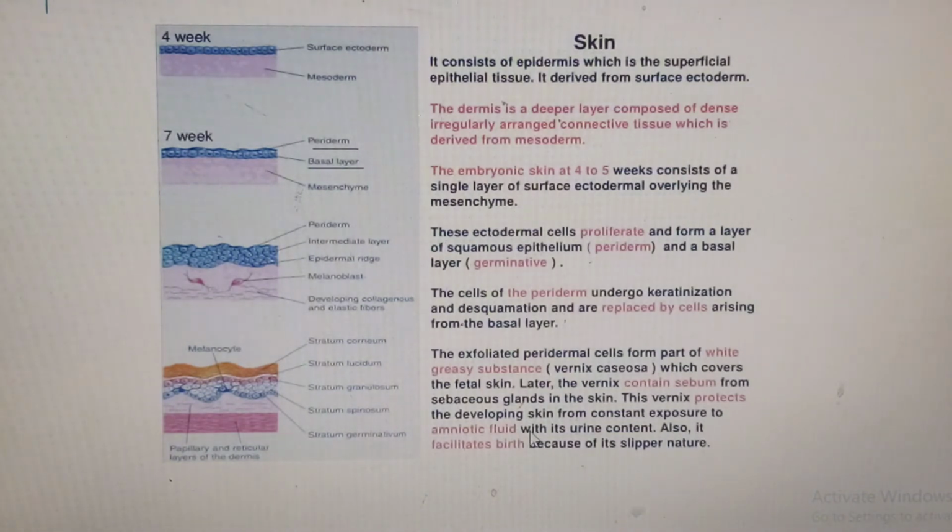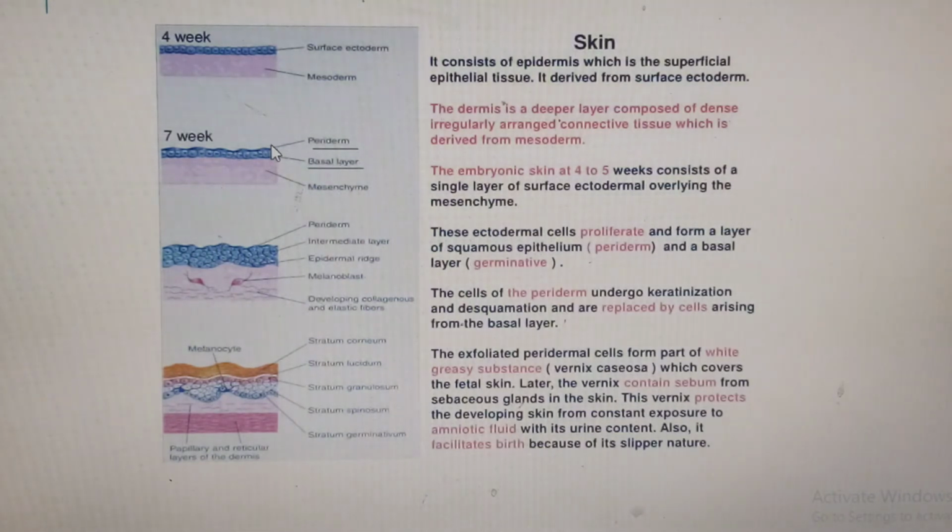It also facilitates birth, because it is quite slippery. So that is the development of the skin. The epidermis, the epithelial layer, comes from the surface ectoderm, and the dermis, the connective tissue layer, comes from mesoderm or mesenchyme. The surface ectoderm proliferates and differentiates into the periderm and the basal layer, the germinative layer. The periderm undergoes keratinization and exfoliation, and forms part of the vernix caseosa.